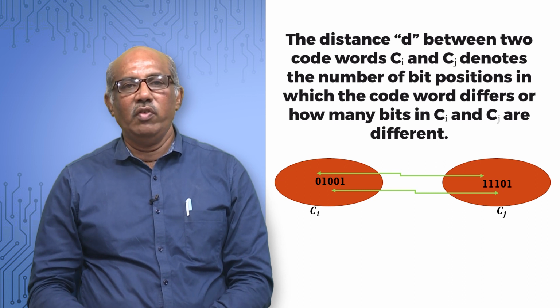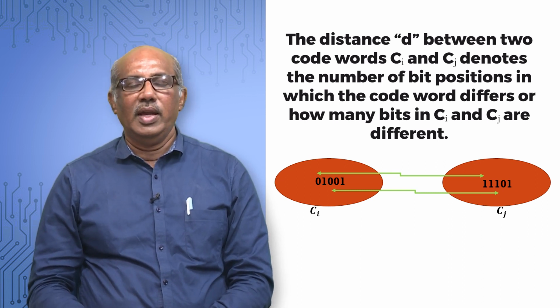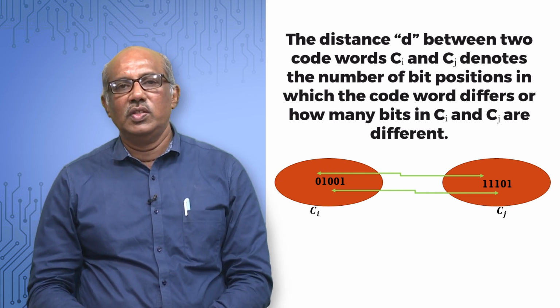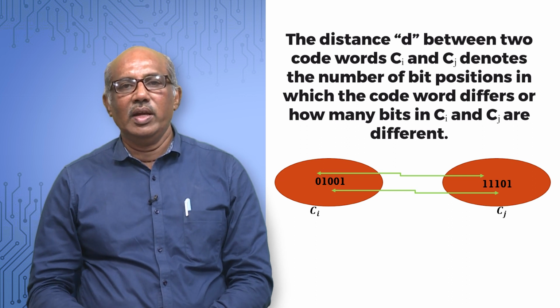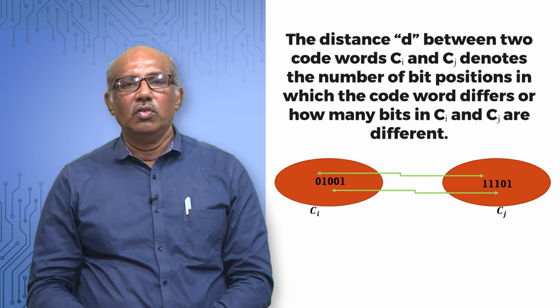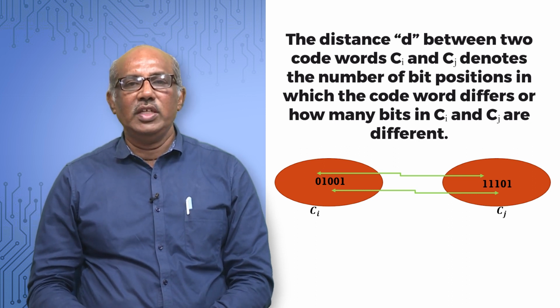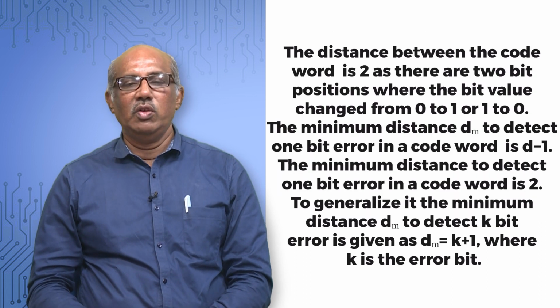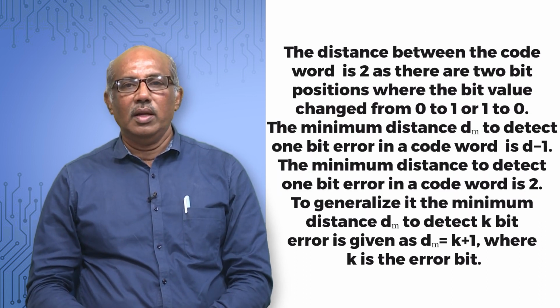Then in C i we have got 0, but in C j it is 1, and then the next bit, that is 0 in C i, again it is 0 in C j, and the least significant bit in C i is 1 and in C j also it is 1. So, there are only 2 changes in the bit position. Therefore, you can say that the distance between the code words is 2, and why? Because there are 2 bit positions where the bit values change from 0 to 1 or 1 to 0.